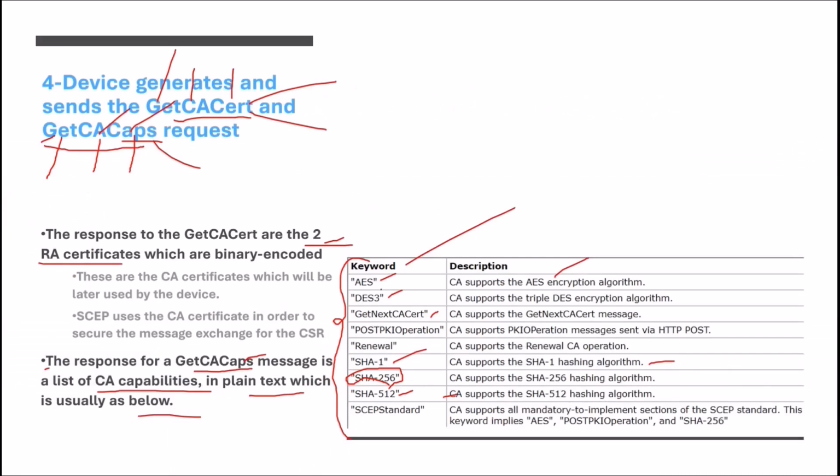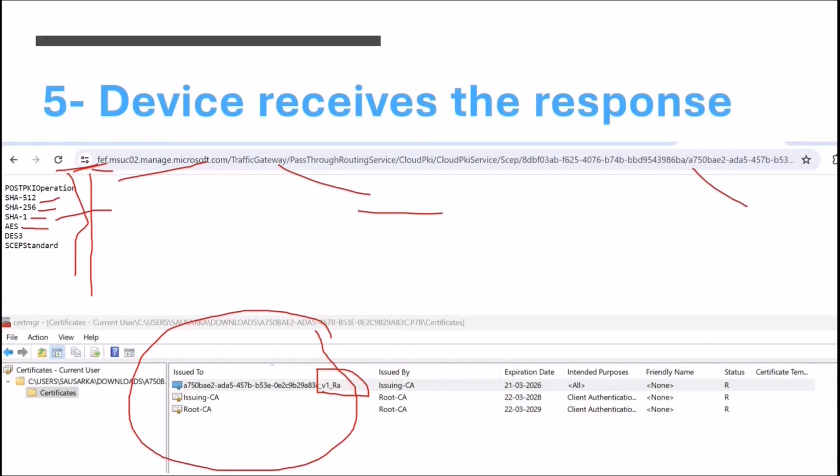Earlier, it used to download two certificates when you had on-premise. Now in the cloud, it has only one RA certificate. So this is the certificate that the device downloads. This certificate is issued by the issuing CA and issued to the Cloud PKI service instance. If you double click and open this, you can see more attributes of this certificate as well.